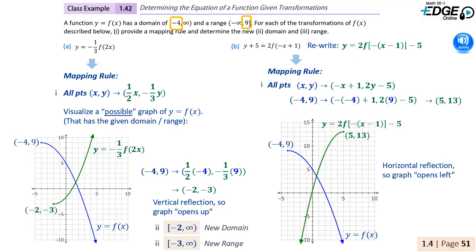Much like our last example, our graph has undergone a reflection. However, this time, a horizontal one. That means that the domain will change from having a minimum value to having a maximum value. As we can see, our new domain is from -infinity up to 5, and our new range is from -infinity up to 13.